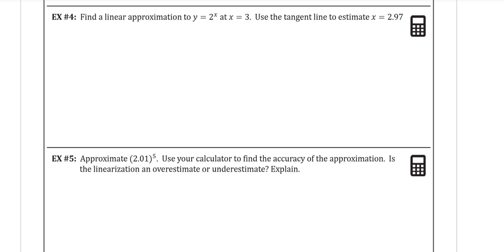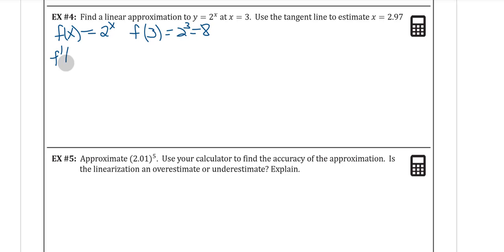So what we want to do is find the derivative. We'll have to find the slope and the value of the function at x equals 3, write our local linearization, and then we can use that to approximate the value at 2.97. So our function is, we'll let f of x be our y, which is 2 to the x. If you want to do f of 3 real quick, you get 2 to the third, which is 8.